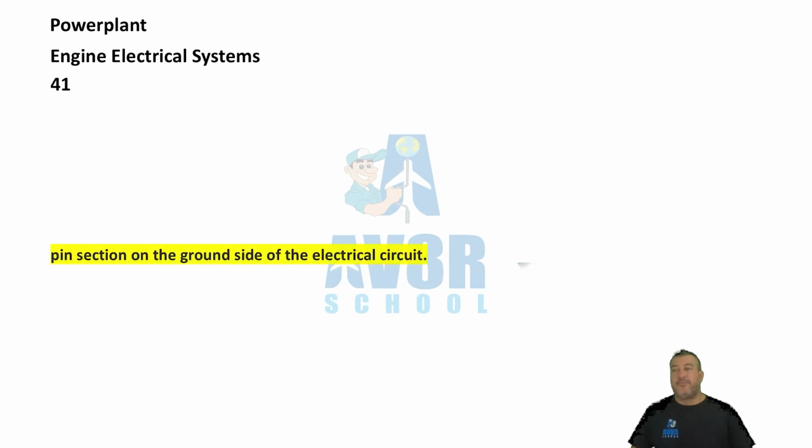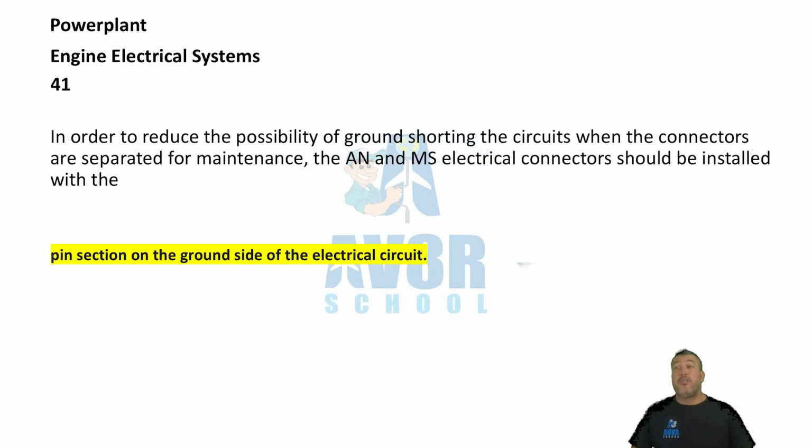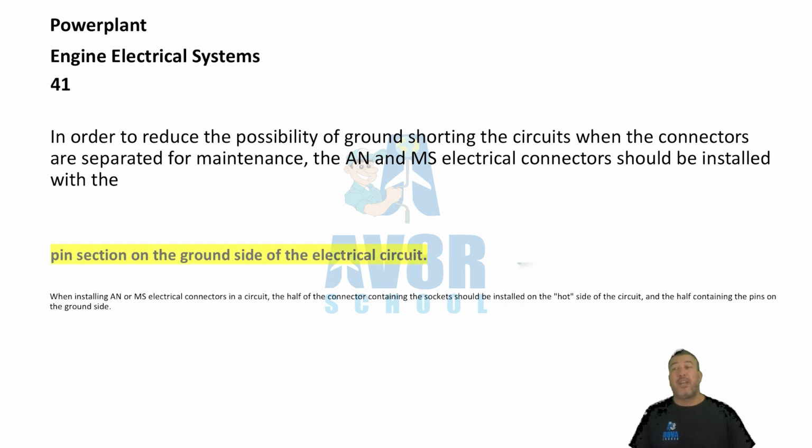Number 41. Pin section on the ground side of the electrical circuit. In order to reduce the possibility of ground shorting the circuits when the connectors are separated for maintenance, an AM and an MS electrical connector should be installed with the pin section on the ground side of the electrical circuit.